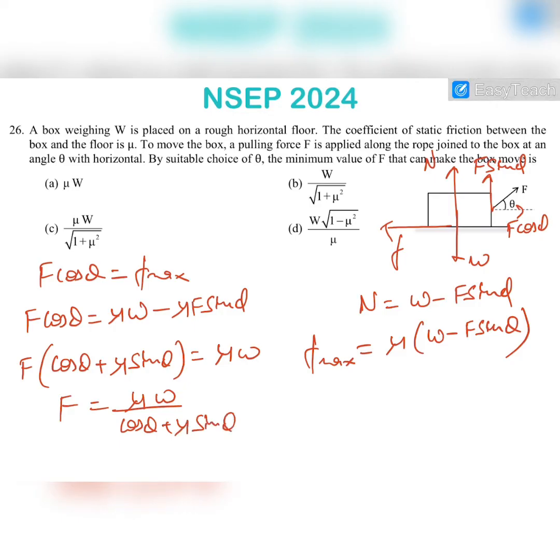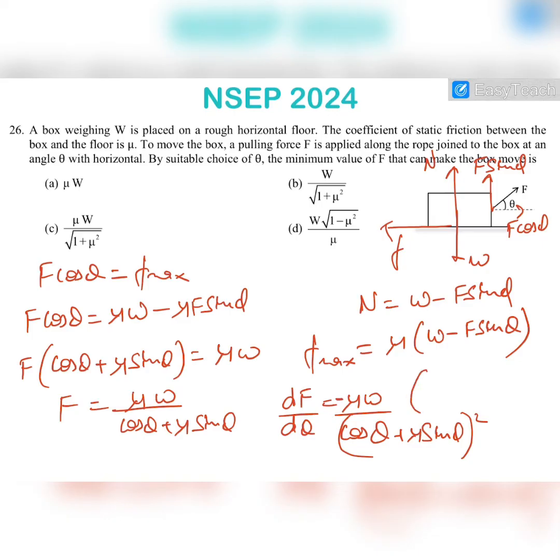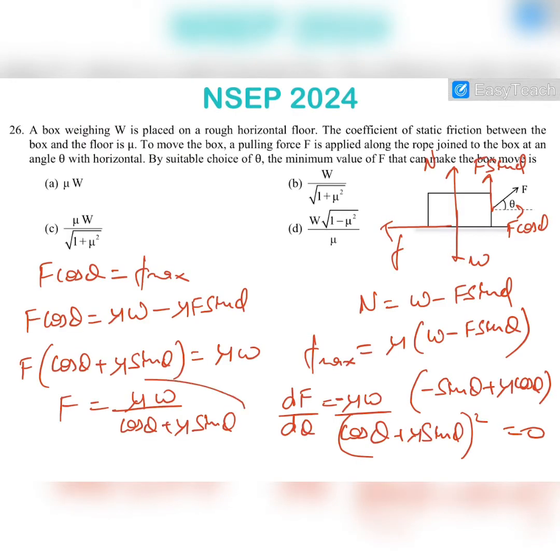Now to minimize this force, let us differentiate this force with respect to theta. So dF by d theta will be mu W over cos theta plus mu sin theta whole square, with a negative sign, times the derivative of the denominator: differentiation of cos theta is minus sin theta, plus differentiation of sin theta is cos theta, so this is mu cos theta, and that is equal to 0. So you can see that mu is equal to tan theta. Okay, so we can replace the value of theta by tan inverse mu.